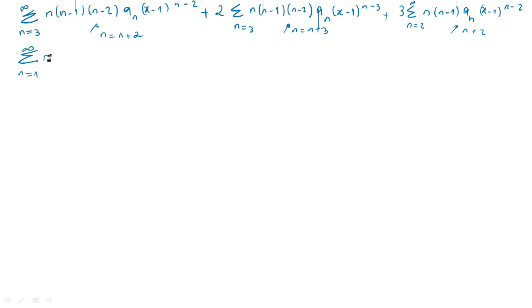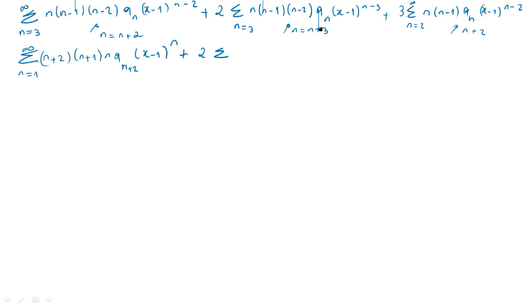Now n is n plus 2, so n plus 2 into n plus 2 minus 1, n plus 1, n plus 2, a_(n+2), (x minus 1) to the power n, plus 2 times the sum.